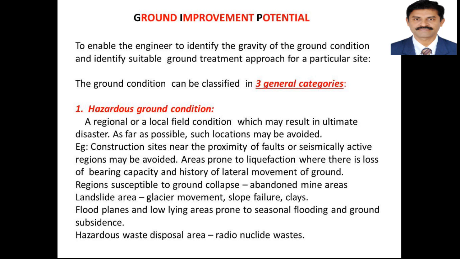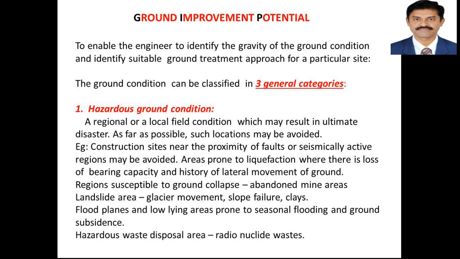Now we will see a term, ground improvement potential. To enable the engineer to identify the gravity of ground condition and identify suitable ground treatment approach for a particular site, we require to know the ground condition. The first one is hazardous ground condition. Here we see whether the construction can be done in a ground condition, whether it is hazardous.